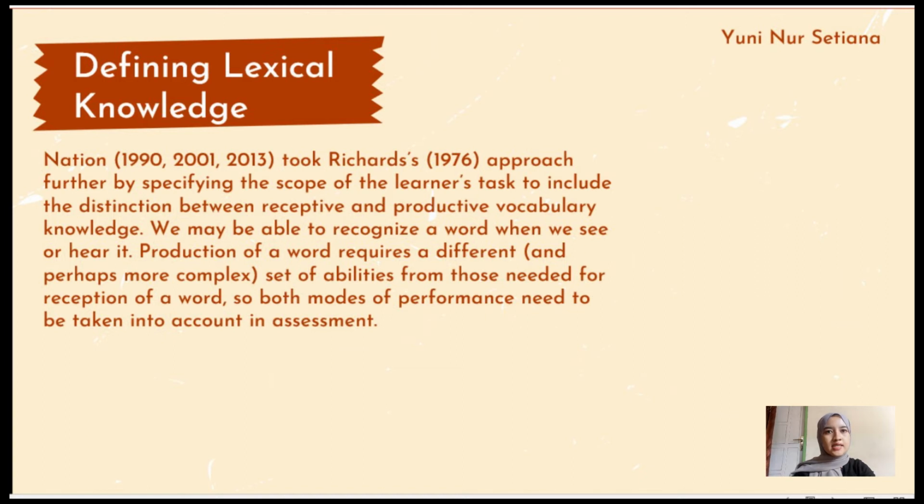Nation in 1990, 2001, and 2013 took Richards' 1976 approach further by specifying the scope of the learner's task to include the distinction between receptive and productive vocabulary knowledge. We may be able to recognize a word when we see or hear it. Production of a word requires a different and perhaps more complex set of abilities from those needed for reception of a word, so both modes of performance need to be taken into account in assessment.